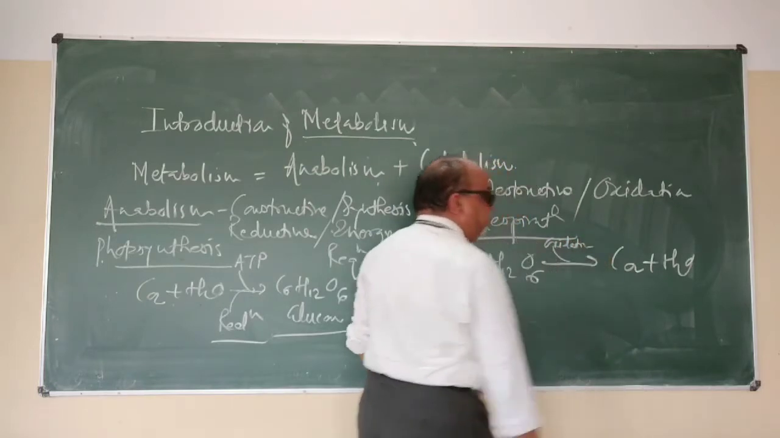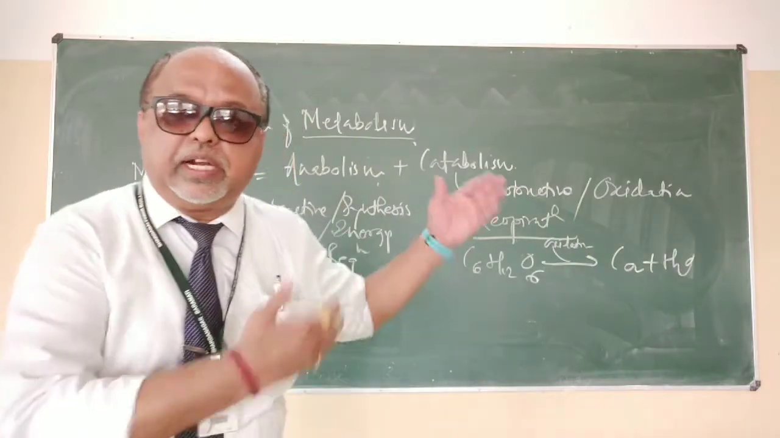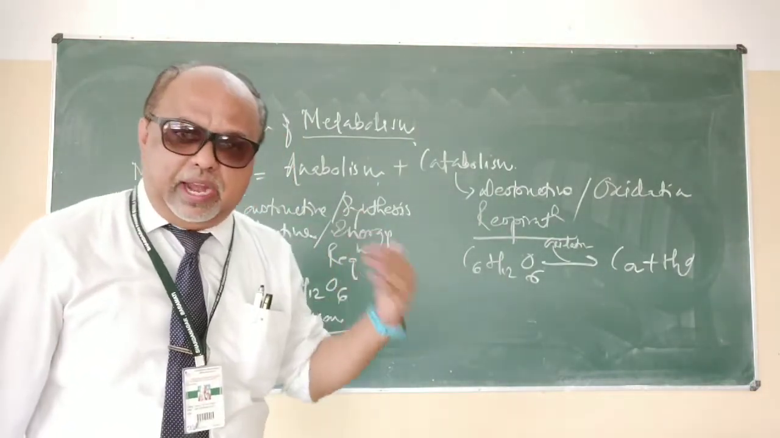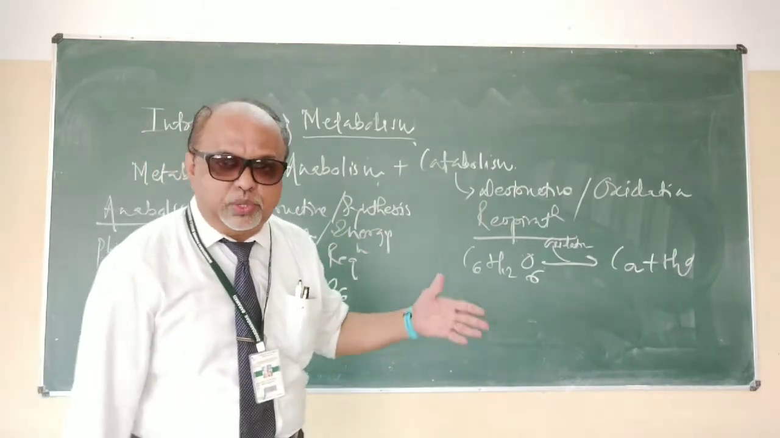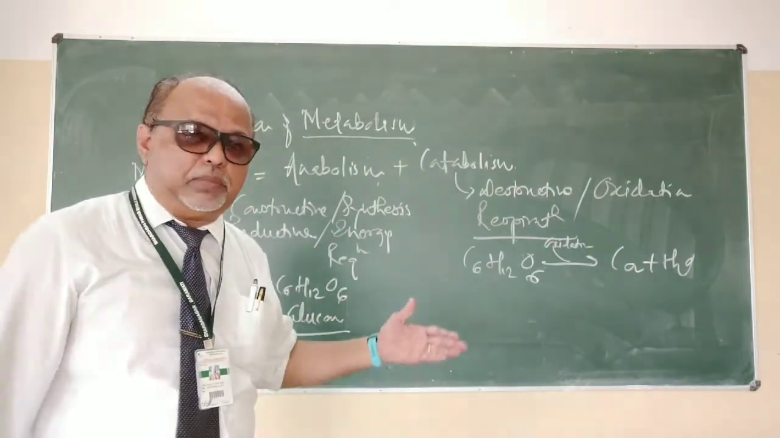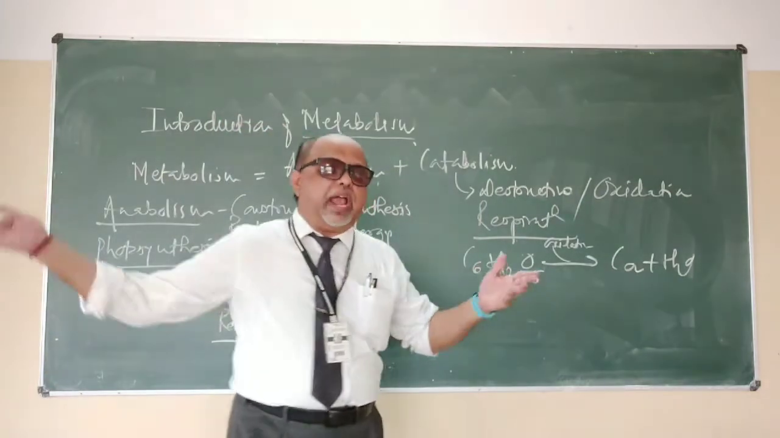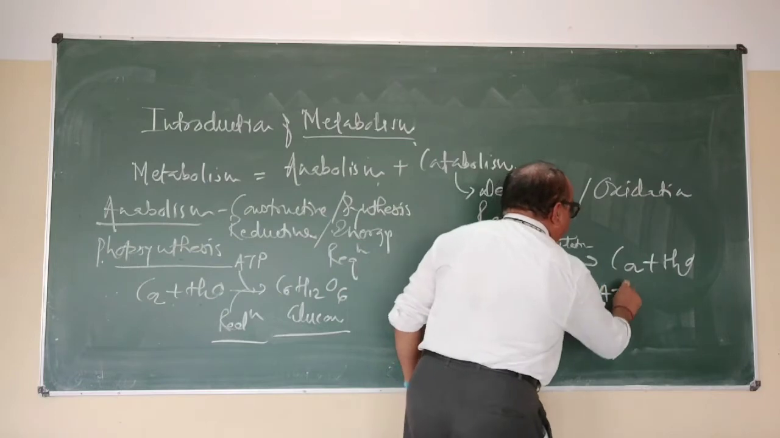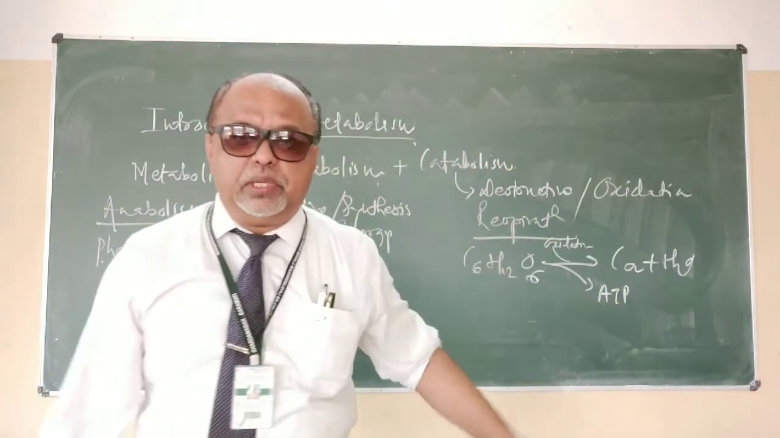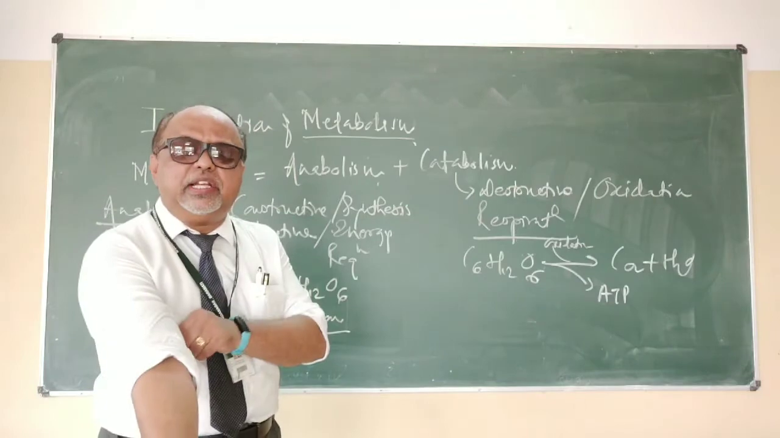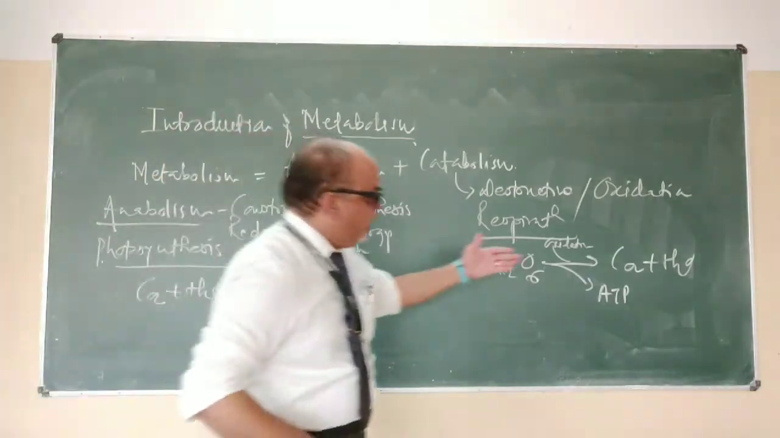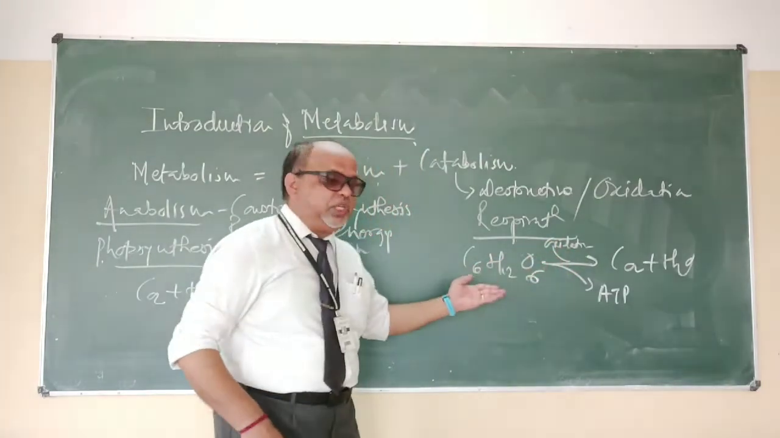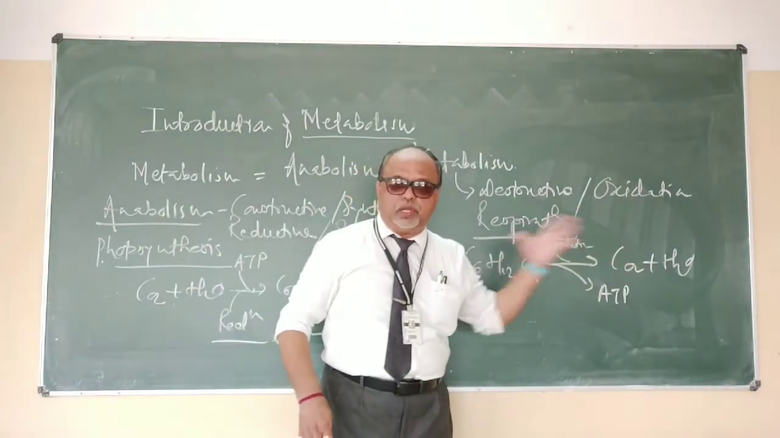Second thing: this is an oxidative process. Oxidative means during this process electrons are removed. They are accepted either by NAD or NADP, and they get reduced to NADH plus H plus or NADPH plus H plus, and are used for anabolic reactions. Most importantly, during catabolism a lot of energy is generated and released, so it is an energy releasing process. It is an oxidative process in which complex molecules are converted to simpler ones.